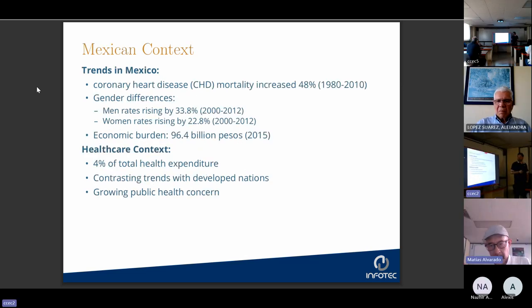What about Mexico? Well, in Mexico, coronary heart disease mortality increased 48% from 1980 to 2010. There are gender differences in these rising rates: a 33% increase in men and 22% in women. It's also an economic burden, costing 96.4 billion pesos in 2015. In the healthcare context, this is 4% of total health expenditure, and it is a growing public health concern.